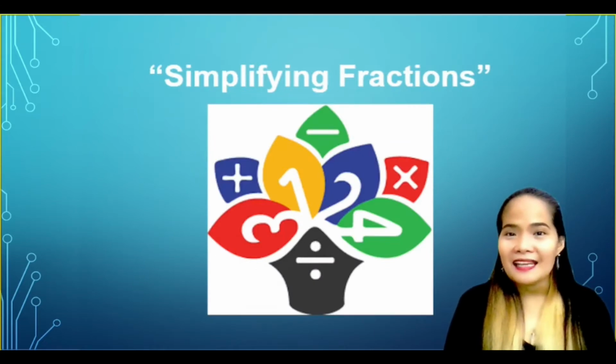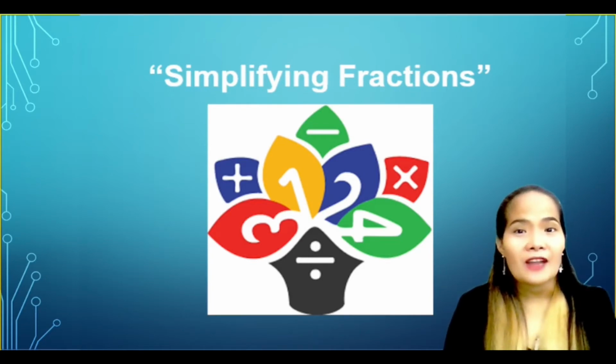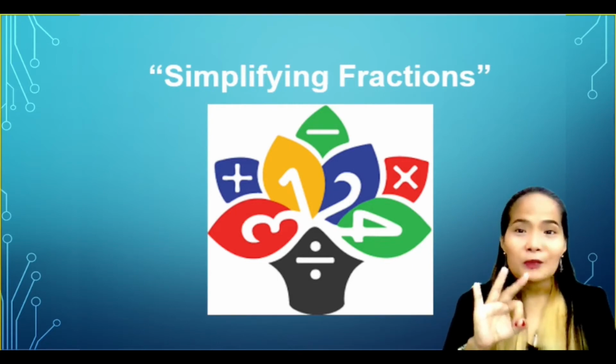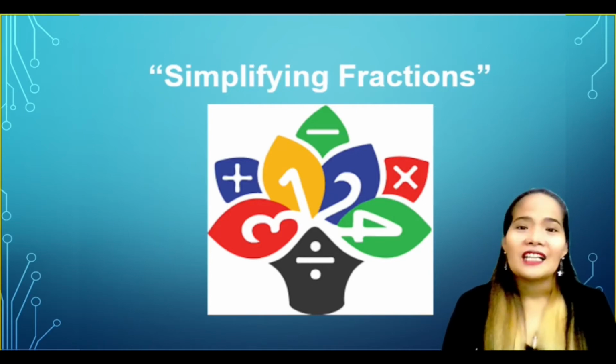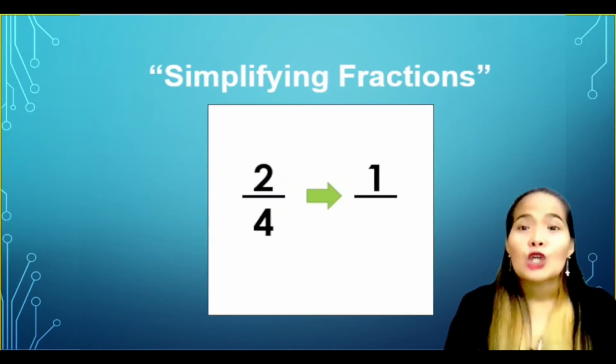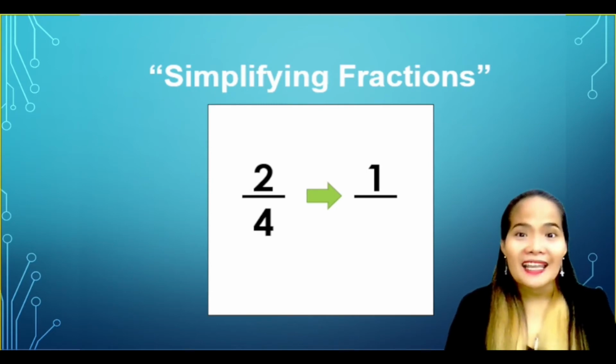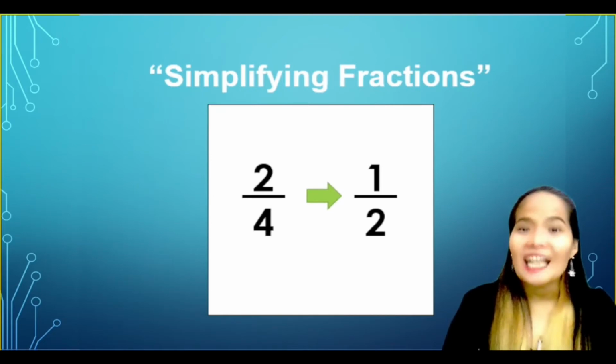Our next activity is about simplifying fractions. All you have to do is simplify the fractions that you will see on the screen. The pupil who will answer the missing number starts with multiples of 3. So, pupil number 3, are you ready? Let's do the first fraction. 2 over 4 change to 1 over blank. What is the answer? Number 3 is correct. The answer is 2.